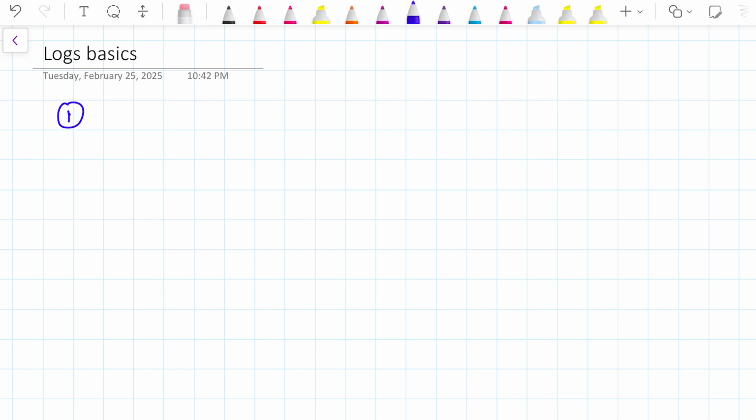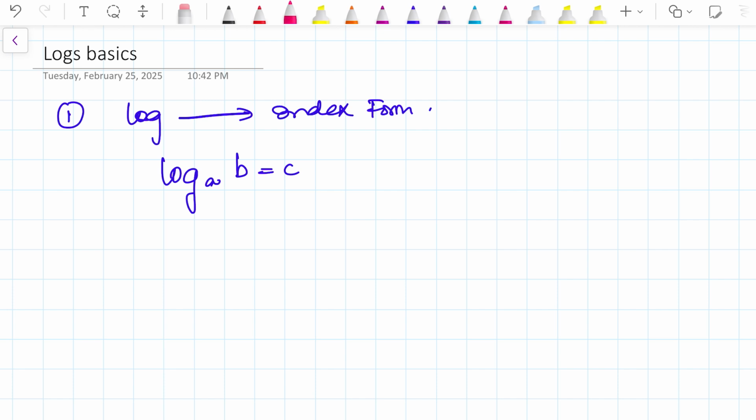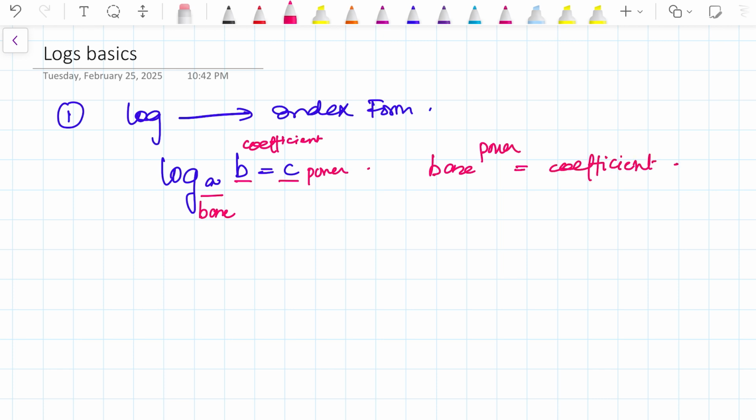All right. So number one rule is log to index form. If it says log A B is equals to C, so this is my base to the power equals to the coefficient. So my formula is base to the power is equals to coefficient. So that's how we convert.